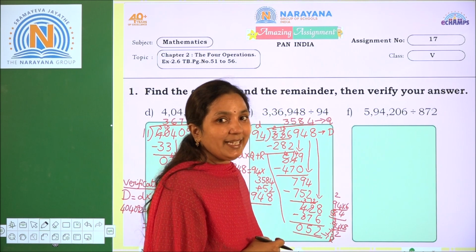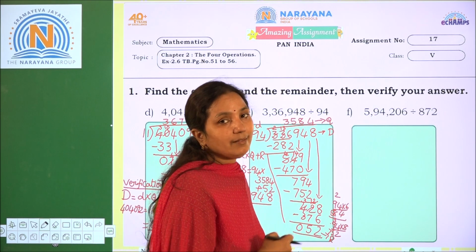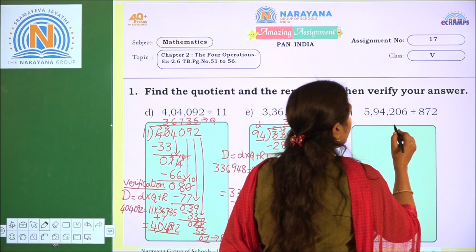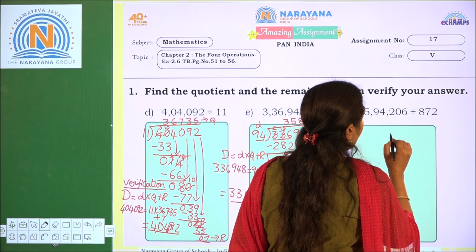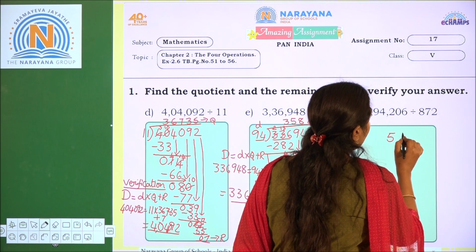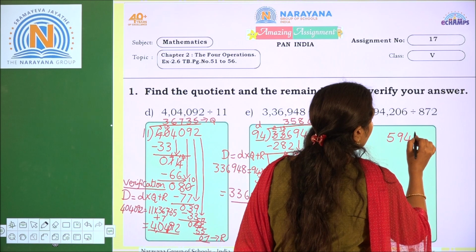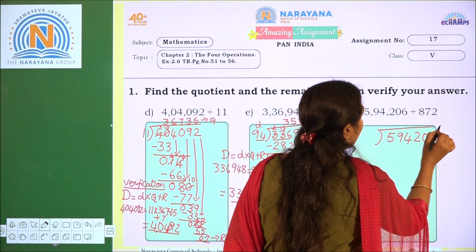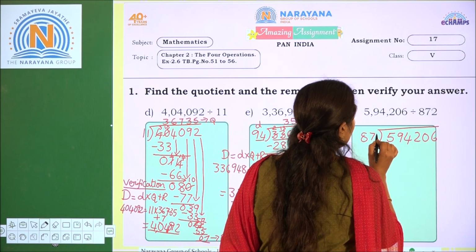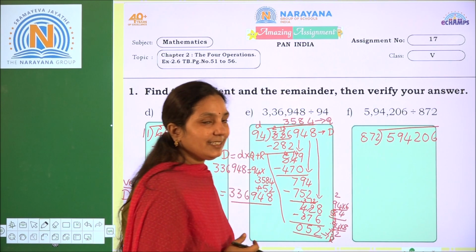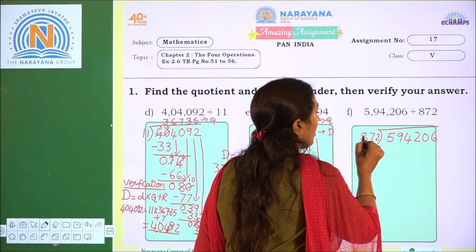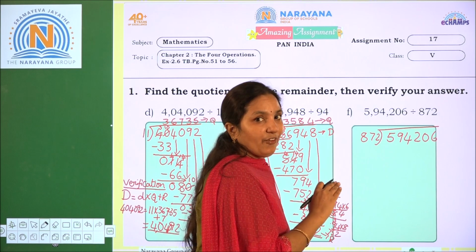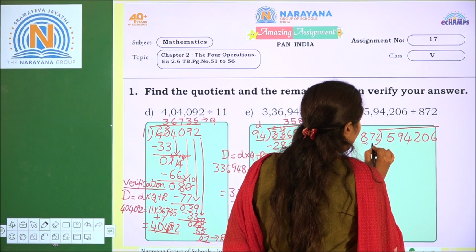5,94,206 is divided by 872. Here we have a 3 digit divisor. So what is the given number? The given dividend is 5,94,206, divided by 872. Got it, children? Here it is a 3 digit number. So first what we have to do? What is the first step? Identify the numbers. So here 872.